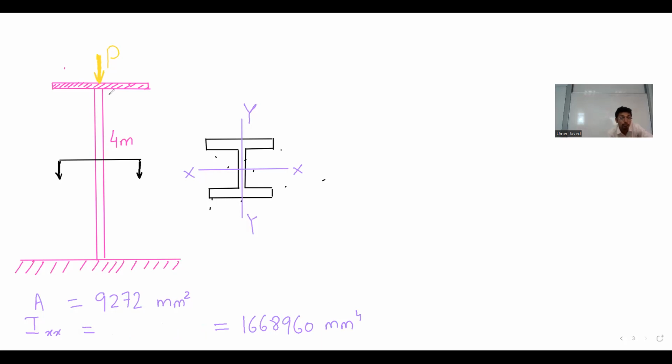No, 4 meter is the length of the rod. I'm talking about the cross section. The distance from X to the top part of the arc. Is it 180 millimeters? The answer to your question is no, but I will explain further. 180 is something else. I will explain why. This value is the multiplication of the area and 180, not 180 square.